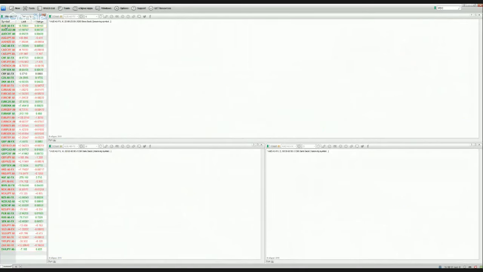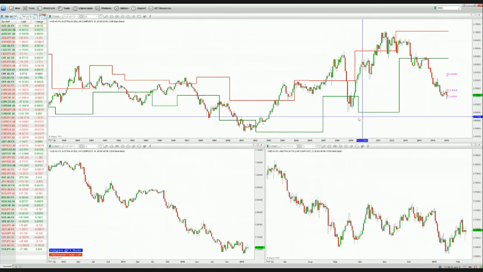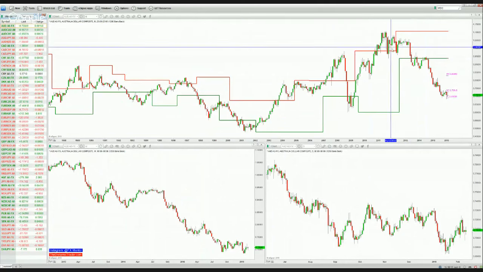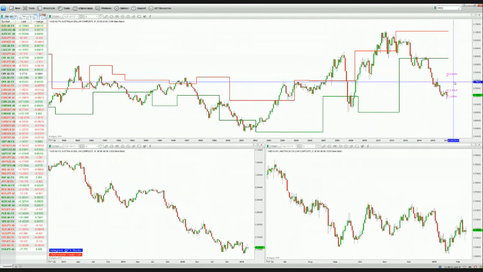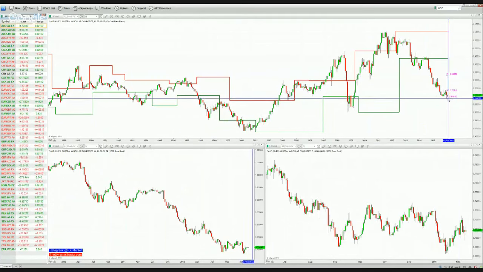On the top, what I have is the monthly time frame, and the monthly chart has the major levels of support highlighted by this green line, resistance highlighted by the red line, and I have the annual high, low, and close of the previous year. So I've got the high of 2015, the low of 2015, and the closing price of 2015.